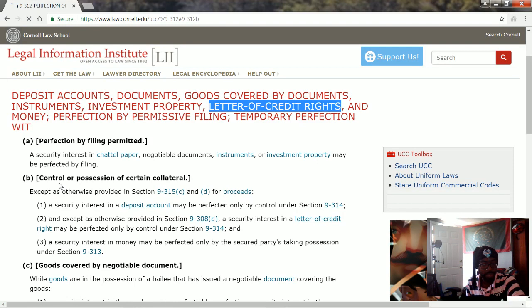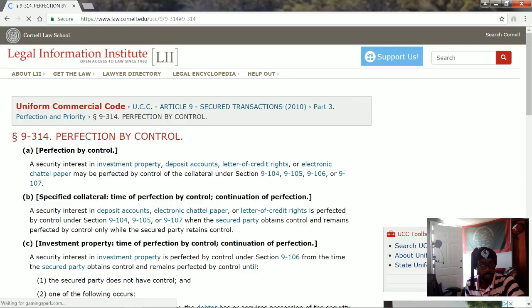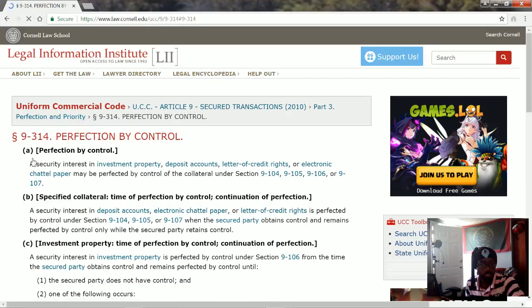Okay. (b) Control or possession of certain collateral. Except as otherwise provided in section 9-315(c) and (d) for proceeds, a security interest in a deposit account may be perfected only by control under section 9-314. And except as otherwise provided in section 9-308(d), a security interest in a letter of credit right may be perfected only by control under section 9-314. Let's look at 9-314. Section 9-314, perfection by control. A security interest in investment property, deposit accounts, letter of credit rights, or electronic chattel paper may be perfected by control of the collateral under section 9-104, 105, 106, or 107.